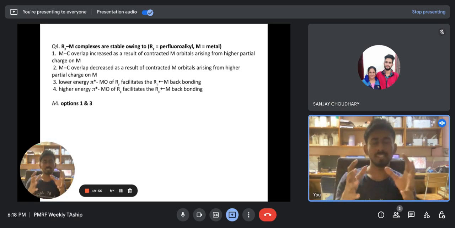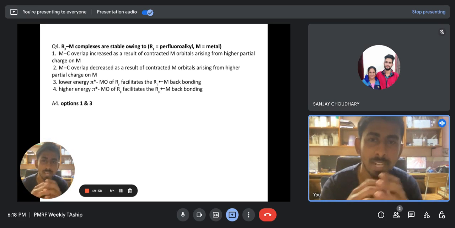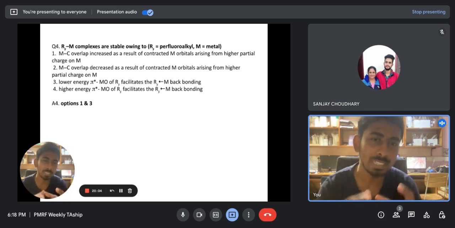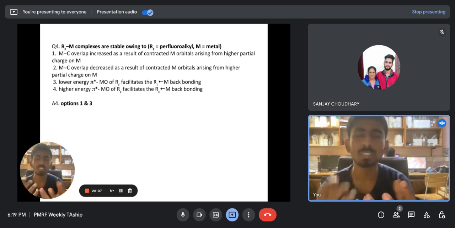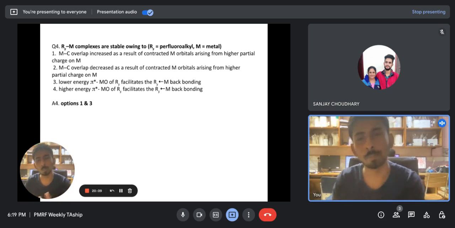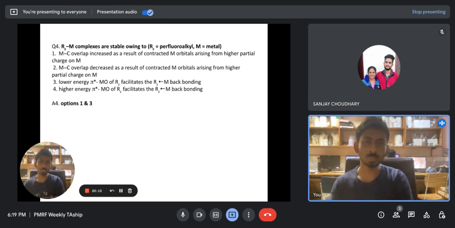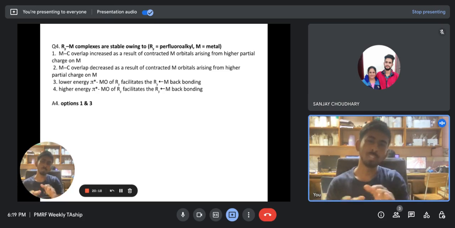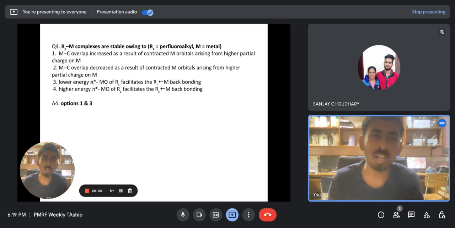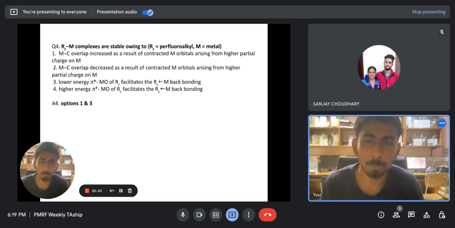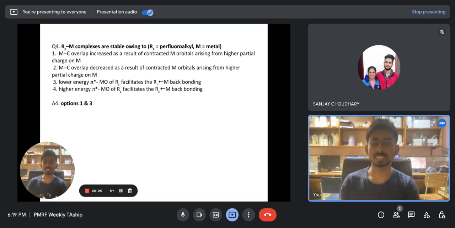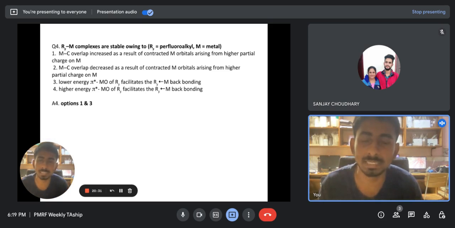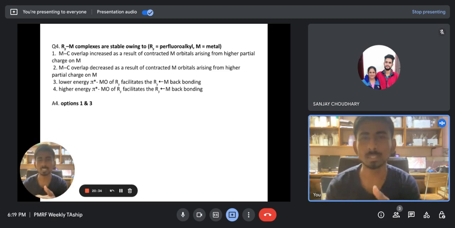That's why, because of the significant increment in the effective nuclear charge on the metal nucleus, the orbitals get contracted, because it pulls or drags the outermost orbitals of the metal center. That's why the difference in energy between the metal and the carbon of the perfluoroalkyl group comes closer in nature, because the overlap energy also gets severely enhanced. That's why the RF bond is quite stable in nature, and that's why the RF complexes are quite stable.